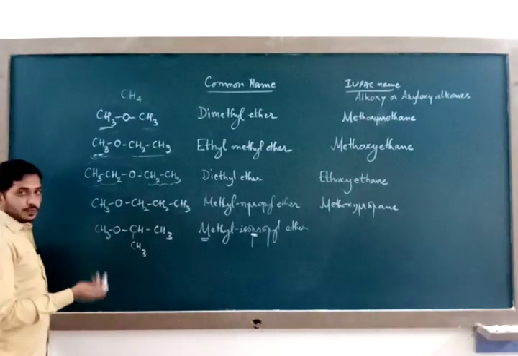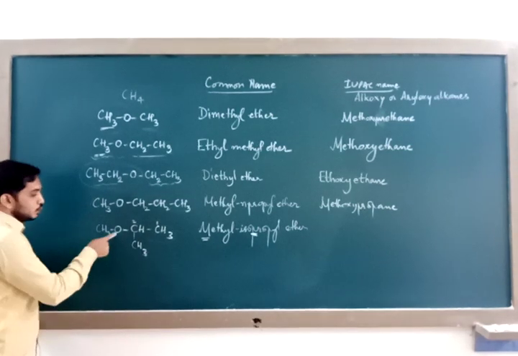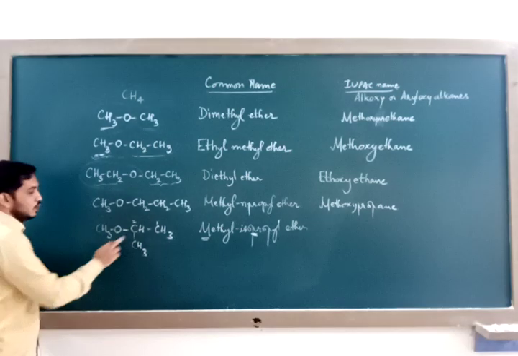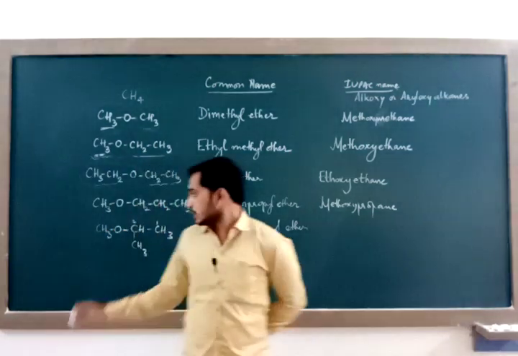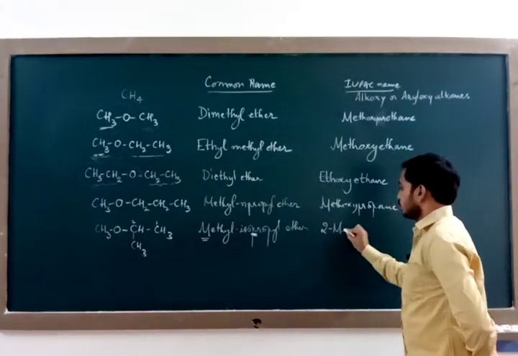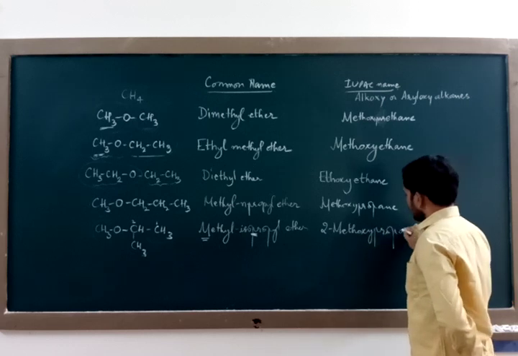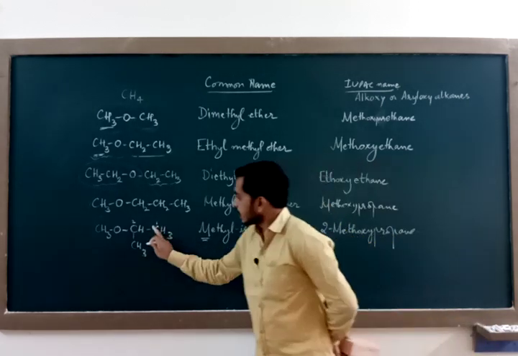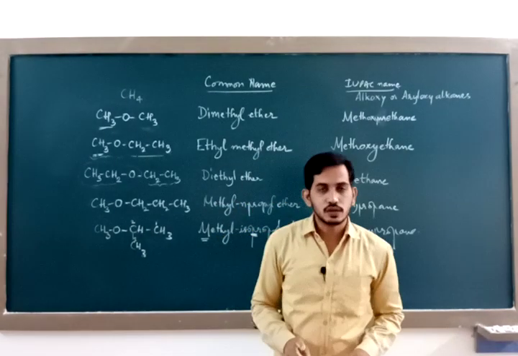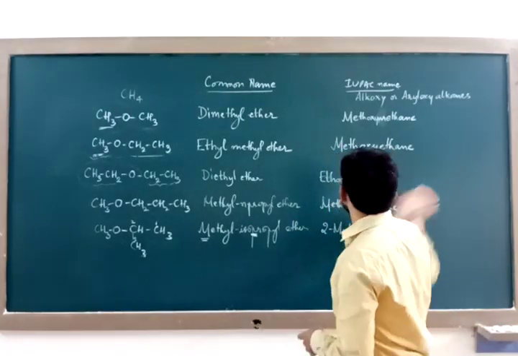Now in the IUPAC system, numbering is done. Numbering is done in such a way that you are including the functional group, and the longest chain rule is retained. So this time you have the methoxy group attached to the second carbon, therefore 2-methoxypropane. How did propane come? 1, 2, 3 carbons. So 2-methoxypropane is the correct name and not simply methoxypropane.